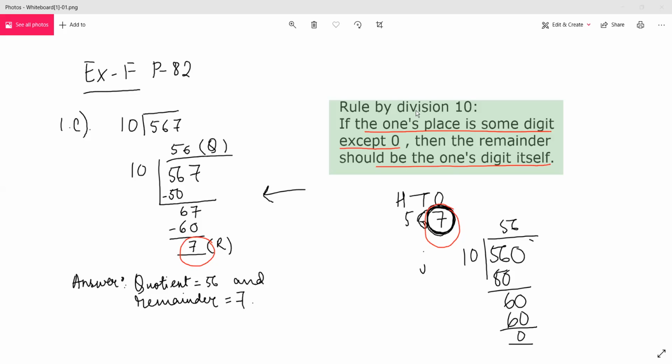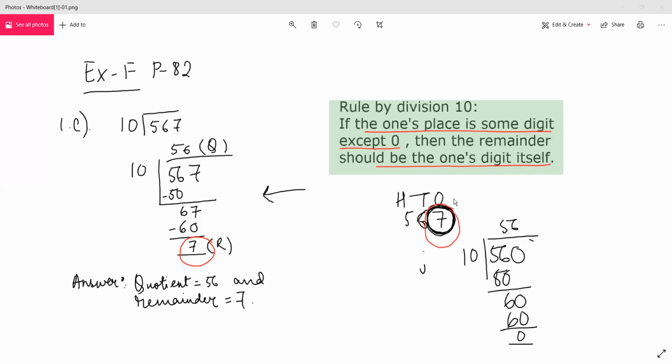Okay, so the rules, that means, suppose the normal division, I hope that you all understood. That's what we have done over here, where I'm moving the cursor. Right now, what I have written is one rule: if the ones place is some digit except 0, then the remainder should be the ones digit itself.